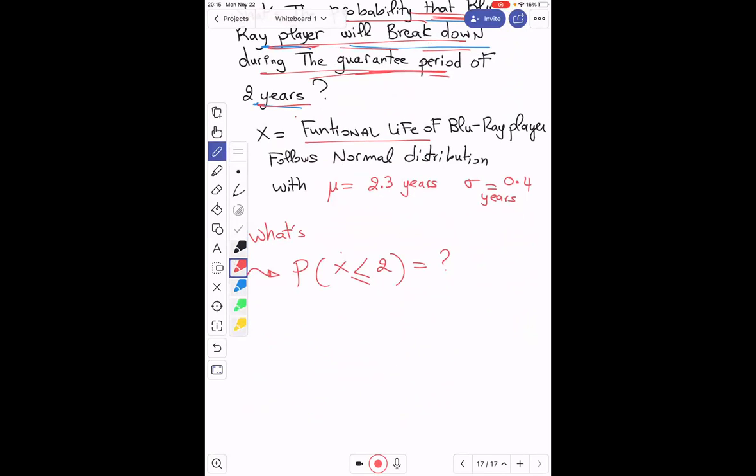So then, next step, how much time? Oh, okay. So next step, of course, step 1, you need to convert x to z. And then step 2, you need to use table number 3.